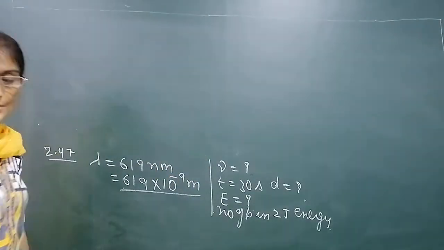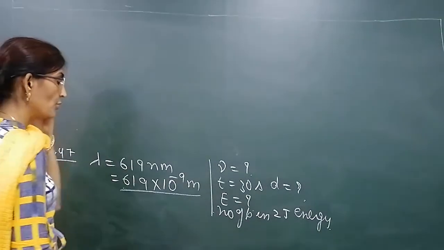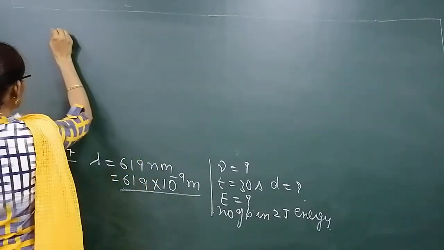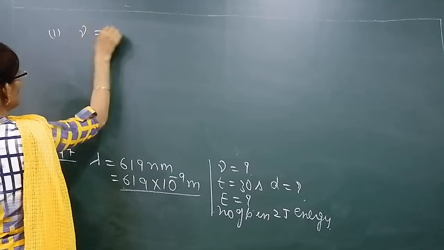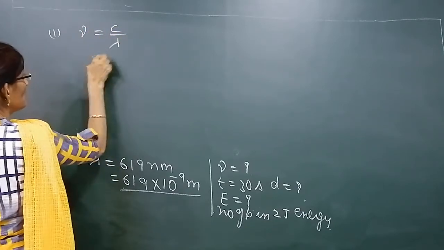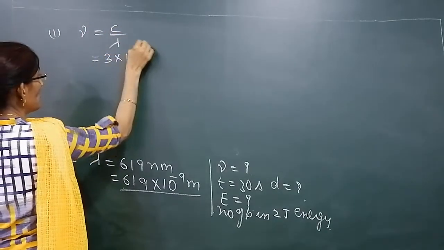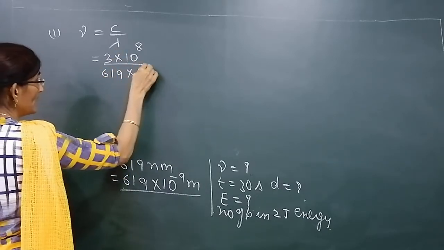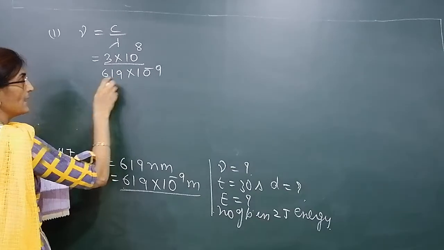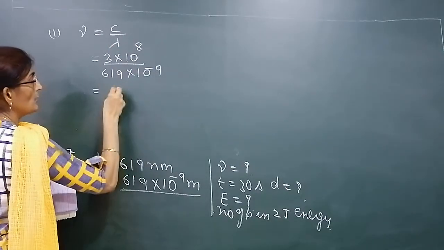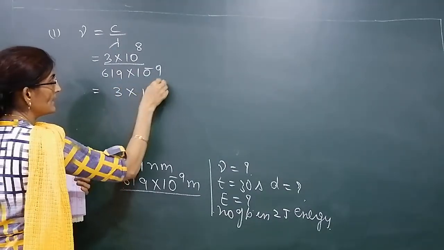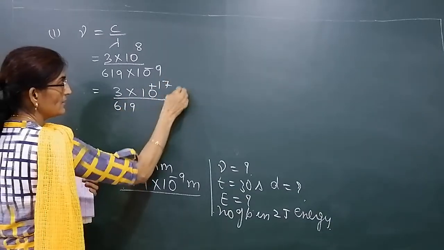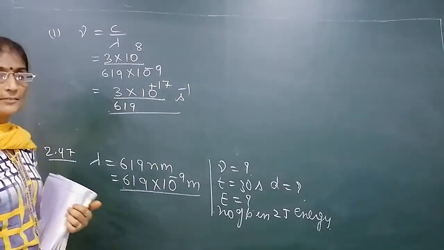First we will calculate frequency. We know that nu is equal to c by lambda. Put in the values: 3 into 10 raised to power 8, and lambda is 616 into 10 to power minus 9. Divide 3 by this and it becomes 10 to power plus 17 divided by 616. This is the frequency.